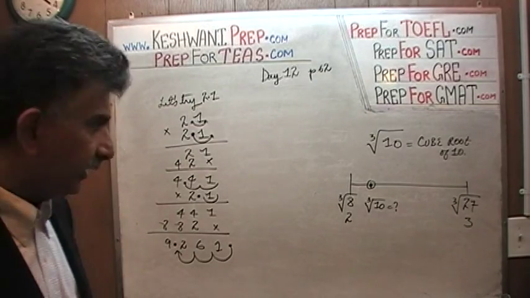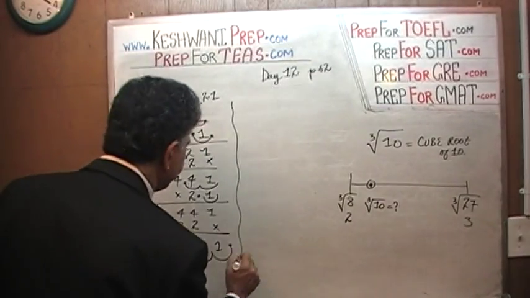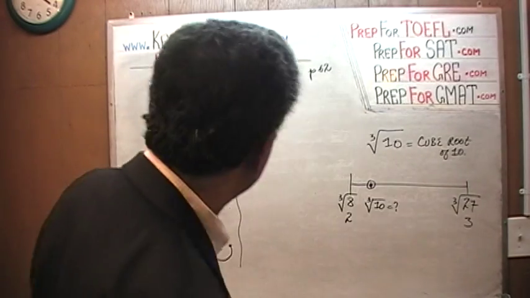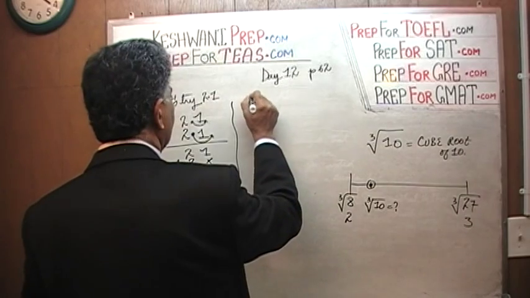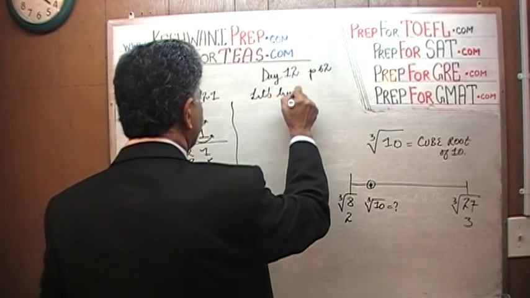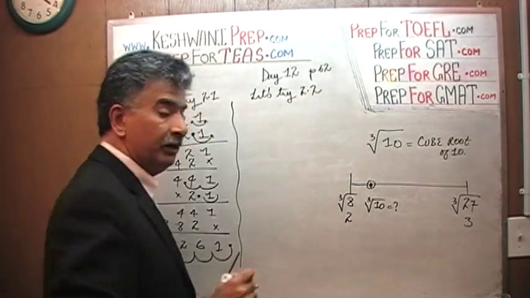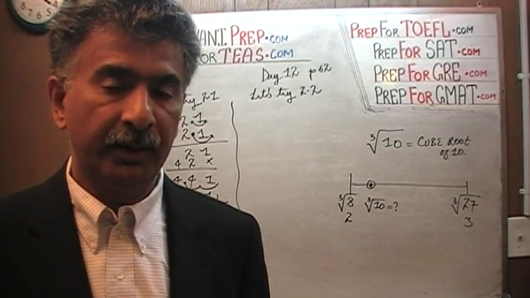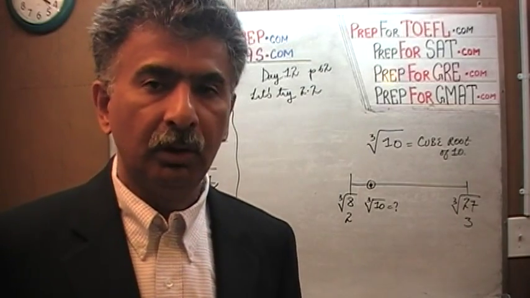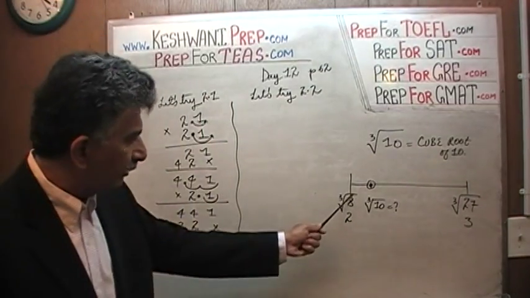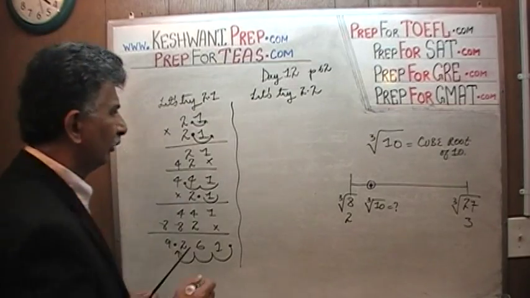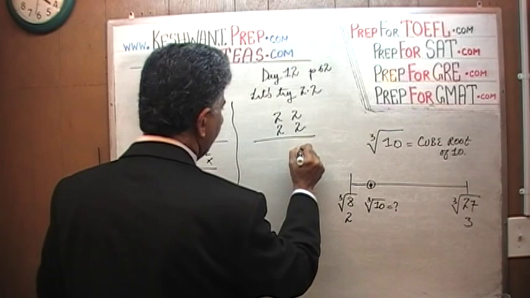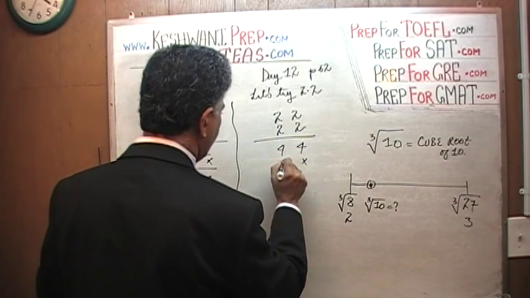That's too far away. Let's try 2.2. Now, had I been doing it by myself, I wouldn't have bothered with 2.1 to begin with. We would have had a gut feeling that 2.1 is going to be too small. Even though 10 is very close to 8, still 2.1 is just too close to 2. Let's try 2.2. 22 times 22 is just 4 and 4, 4 and 4.